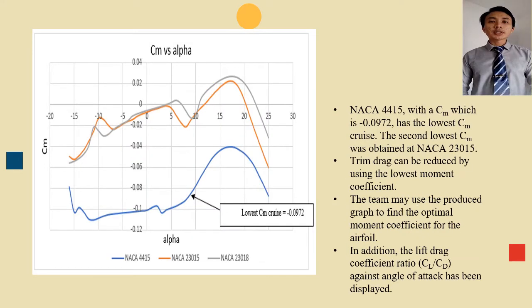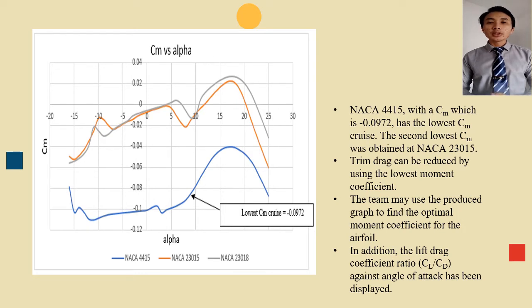This graph shows the CM with respect to the angle of attack for the airfoils. NACA 4415, with a CM of negative 0.0972, has the lowest CM cruise. The second lowest CM was obtained at NACA 23015. Trim drag can be reduced by using the lowest moment coefficient. The team may use the produced graph to find the optimal moment coefficient for the airfoil.